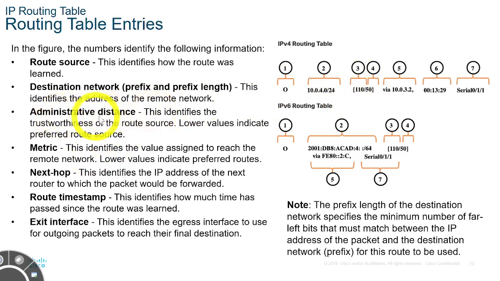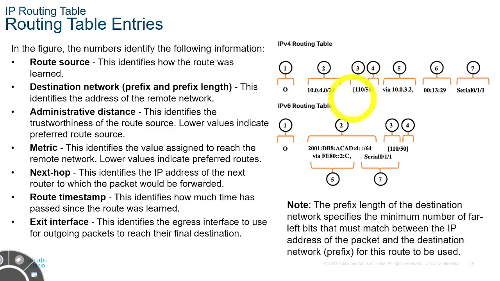So the administrative distance defines the trustworthiness of the route source. Okay. So this identifies the trustworthiness of the route source. Lower values of this value, 110, 70, 50, mean that this is better to choose as a preferred or a good path to forward the message through.